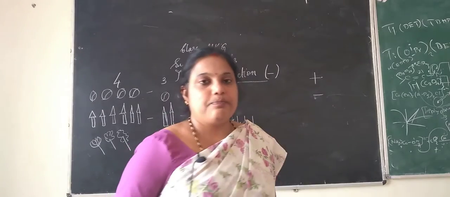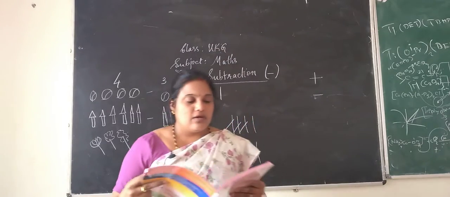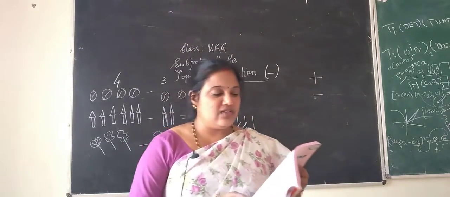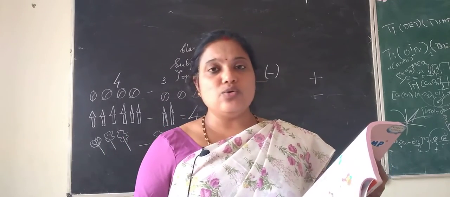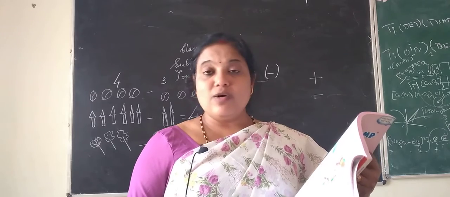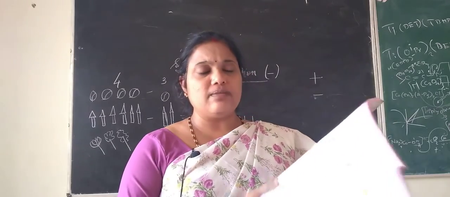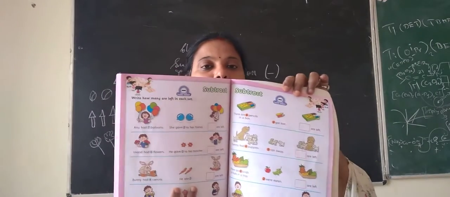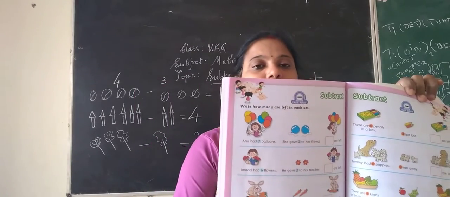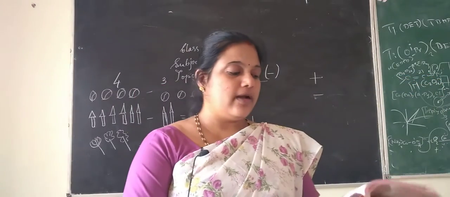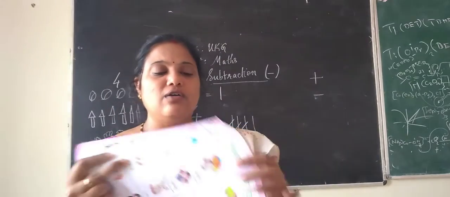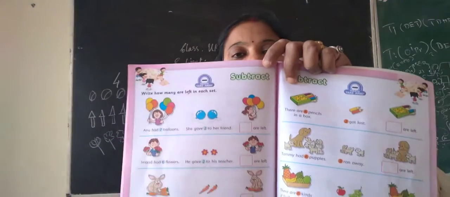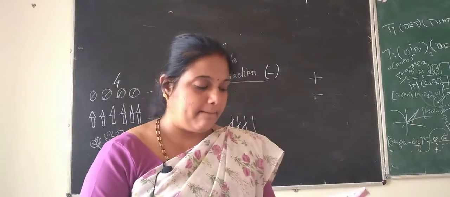Now write how many are left in each set. See, Anu had 7 balloons. She gave 2 to her friends. What's left with her, children? See here, see the picture. 7 balloons Anu had. She gave 2, then remaining is 5. Can you count 5 balloons here? Yes, you can count 5 balloons there.